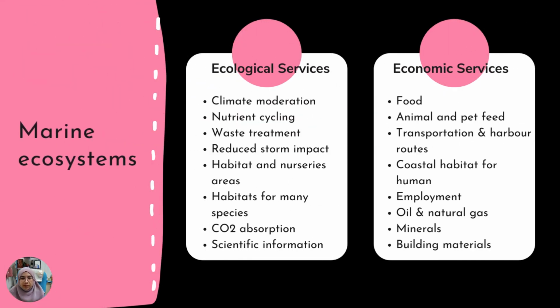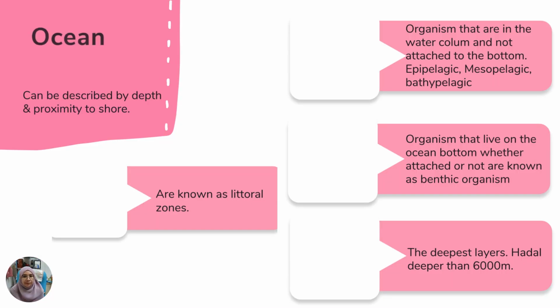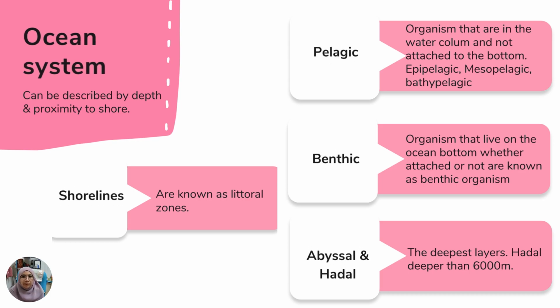Similar to the freshwater ecosystem, the marine ecosystem also provides many ecological and economic services, and some of the services are shown here. The ocean system can be divided into ecologically distinct life zones. The pelagic zone is for organisms that are in the water column and not attached to the bottom. It can be epipelagic, mesopelagic, or bathypelagic. Meanwhile, the benthic zone refers to organisms that live on the bottom of the ocean, whether attached or not.